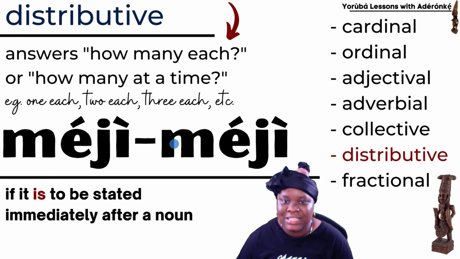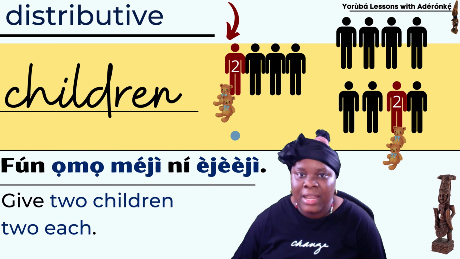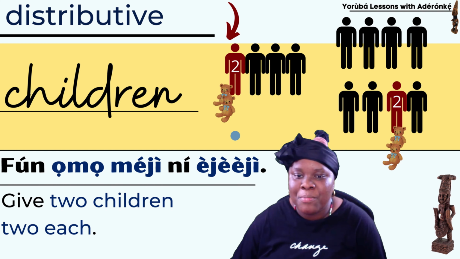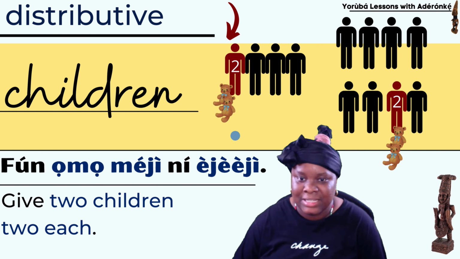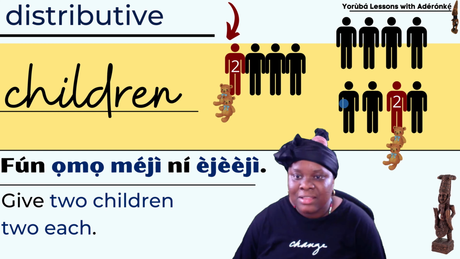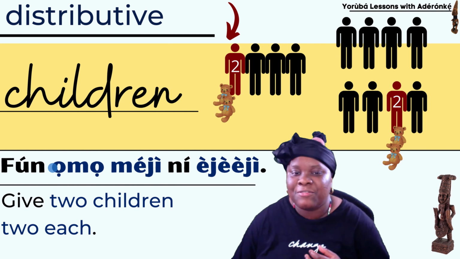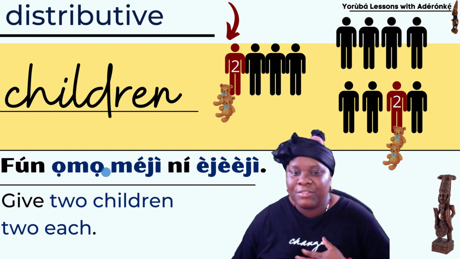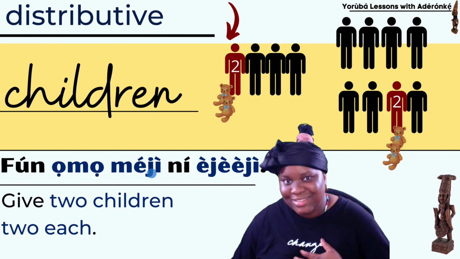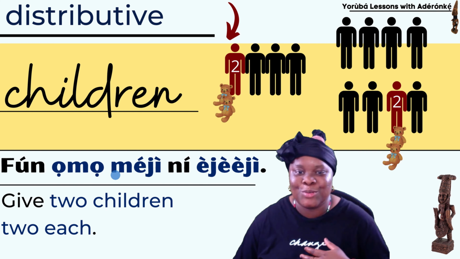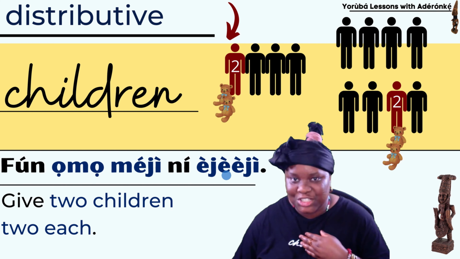Efuwani meji. Give them 2 each. Distributive, 2 each. Meji. I like to make it clearer so you're not confused. If somebody says fun omo meji ni ejeji, let's say these are the children. They've already been grouped, 4 per group. If somebody says fun omo meji, give children 2, because our adjectives come after a noun. So give 2 children 2 each.